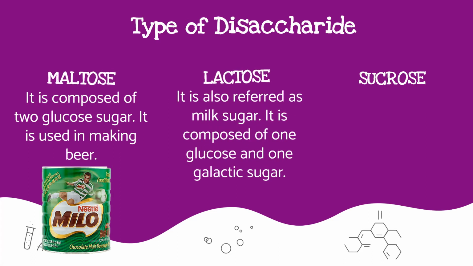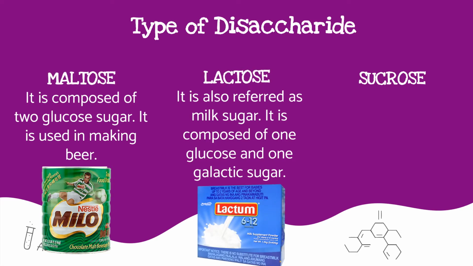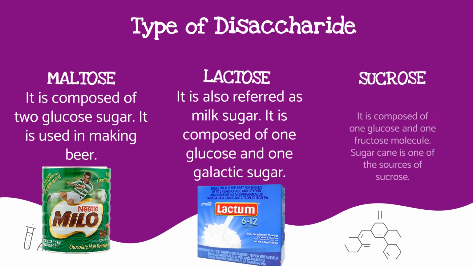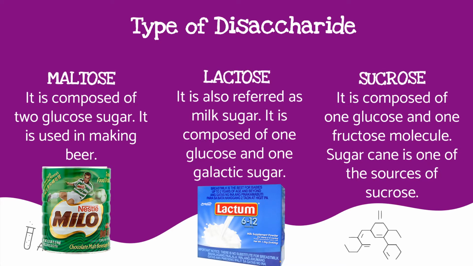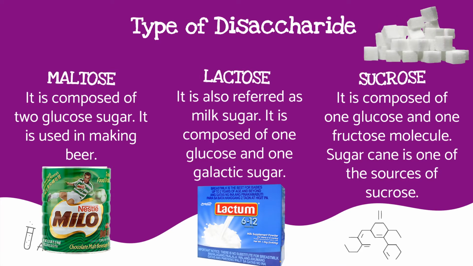While lactose is a disaccharide found in milk. It consists of 1 glucose unit and 1 galactose unit. While sucrose is a disaccharide that consists of 1 glucose and 1 fructose molecule. It is found in fruits. Sugar cane is one of the sources of sucrose, and we can observe it in our table sugar.